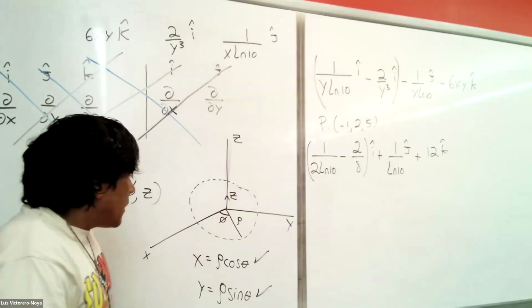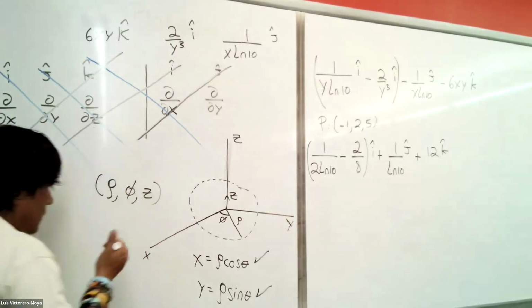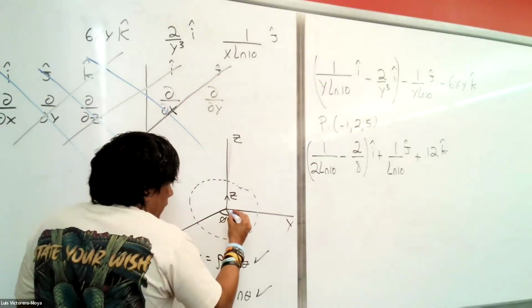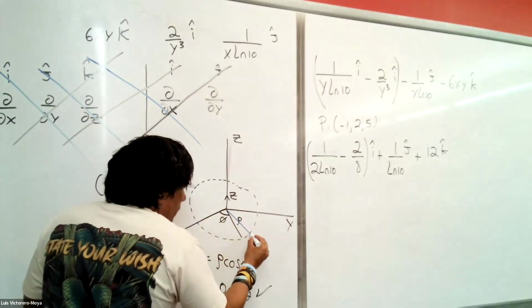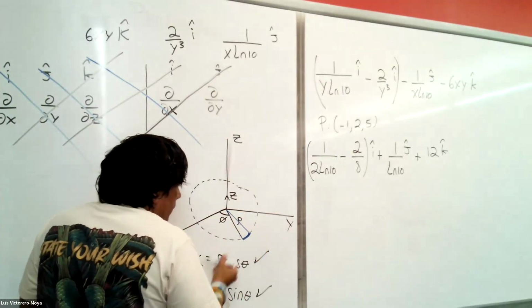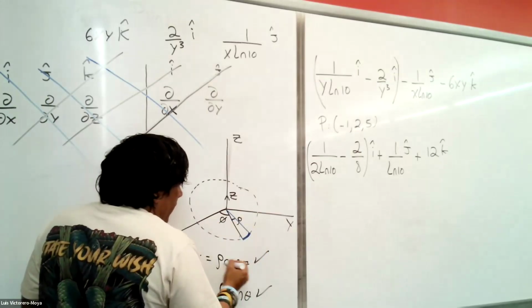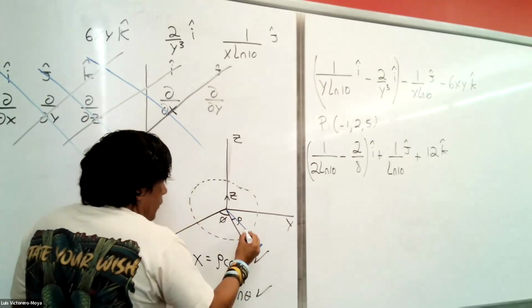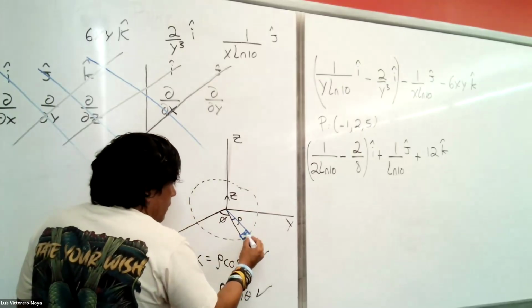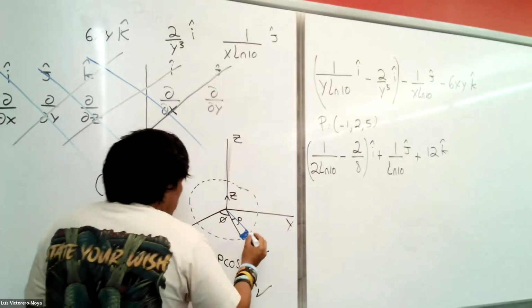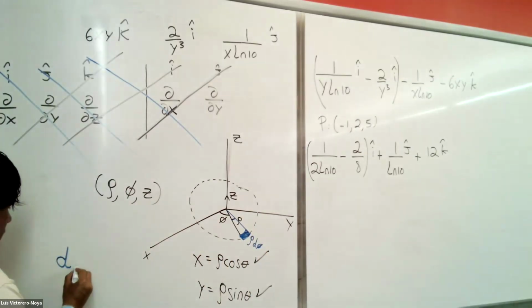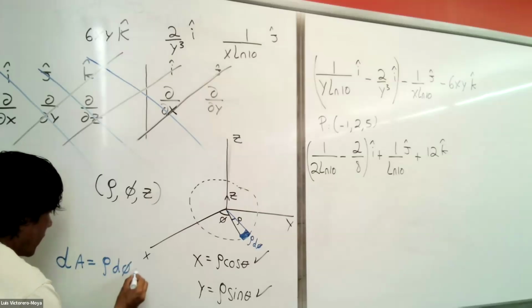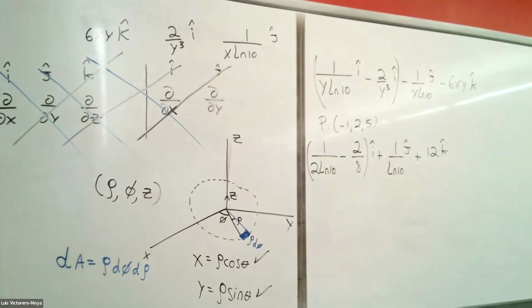The area element, for example, if you're looking at an infinitesimal division, look at it here. This is the phi, so this is rho d phi. And if you're looking at something here, you can find that one differential of area equals rho d phi d rho.